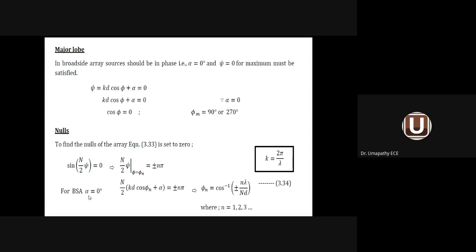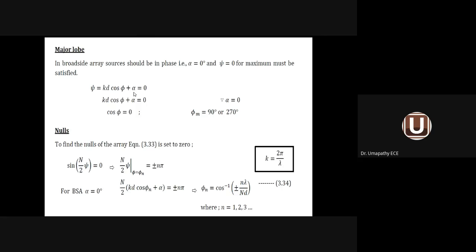In the case of broadside array, alpha equal to 0. In the place of psi, I am substituting kd cos phi plus alpha. Substituting alpha equal to 0, I am calculating phi_n, because phi_n is the angle corresponding to the null point. So phi_n equals cos inverse of plus or minus n lambda divided by N d, where n equals integer 1, 2, 3. Substitute k equal to 2 pi by lambda while substituting alpha equal to 0.